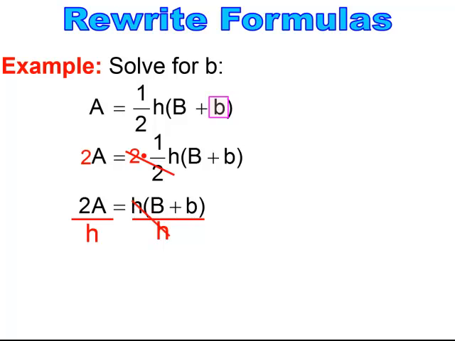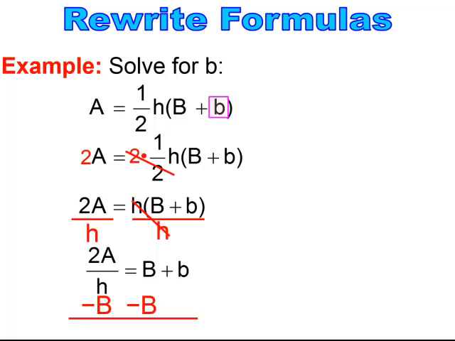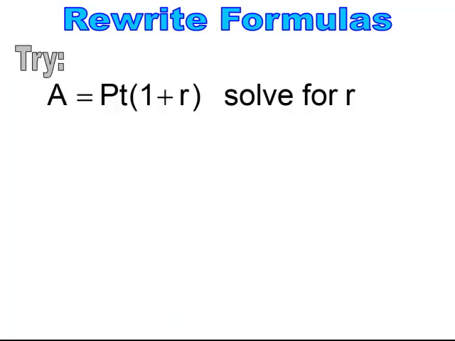That will remove that h, and I will end up having 2 capital A divided by h equals capital B plus lowercase b. So that will remove that lowercase h from the parentheses, and when that is removed, we no longer have the distributive property. Now to solve for lowercase b, I would subtract that capital B from both sides, and my new formula for lowercase b would equal 2 capital A divided by h minus capital B. Pause and try.